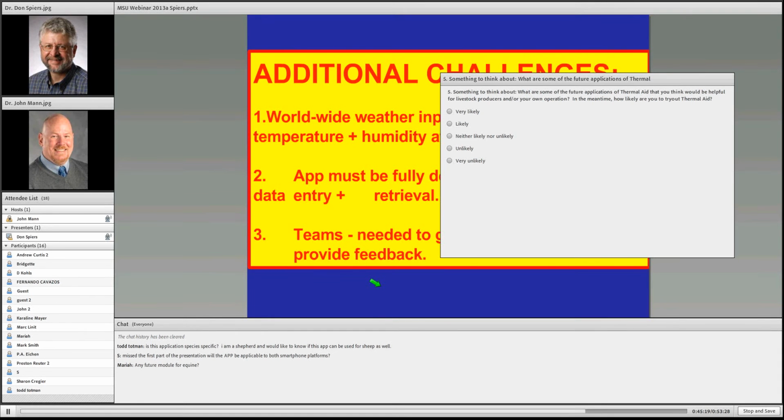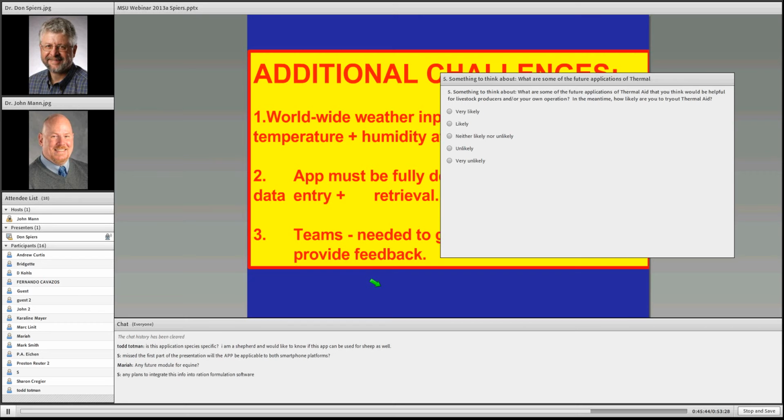Okay, do we have any other questions out there? Okay, here we go. Any plans to integrate this information into ration formulation software? I hadn't thought about that before. That's good input. So the answer is no, not yet. But that's something that we would definitely consider.